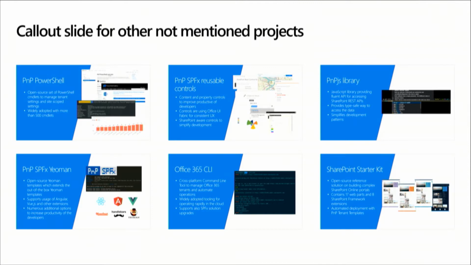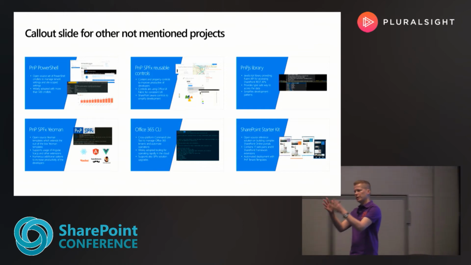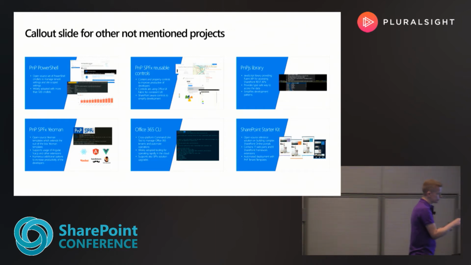There are the PnP reusable controls available, property panes, React controls. There's the PnP JS library. Usage is growing rapidly. It helps people to do JavaScript-based customizations in SharePoint. The usage is just out of the roof on that one. PnP SPFx Yeoman is an open source Yeoman generator, which extends the out-of-the-box Yeoman generator. Yesterday we announced that the out-of-the-box Yeoman generator will go open source sooner or later, and at that point we'll merge these two together, and most likely we'll see what's going to happen there. The designs are not yet locked down.